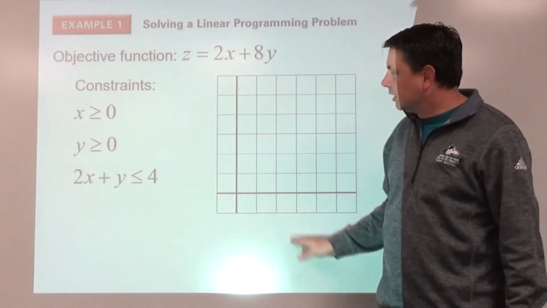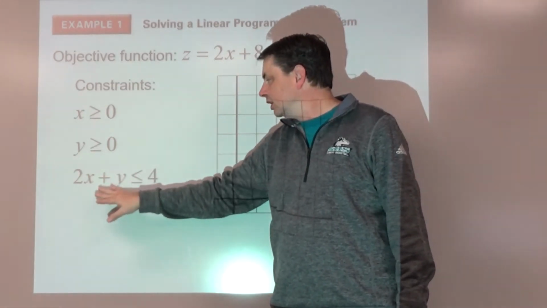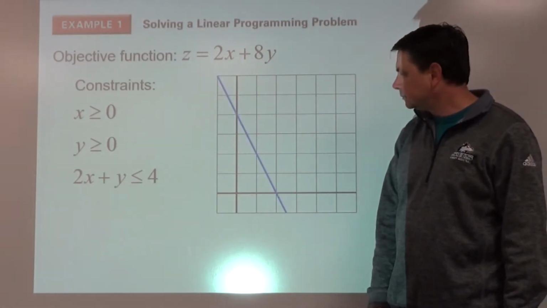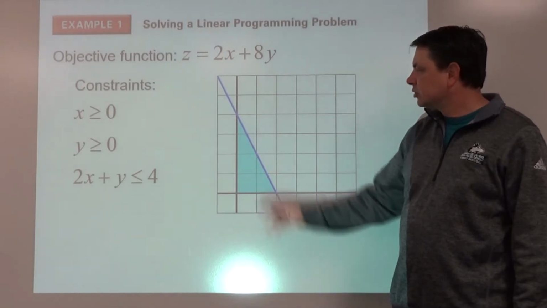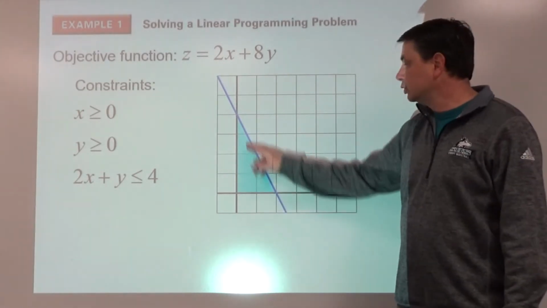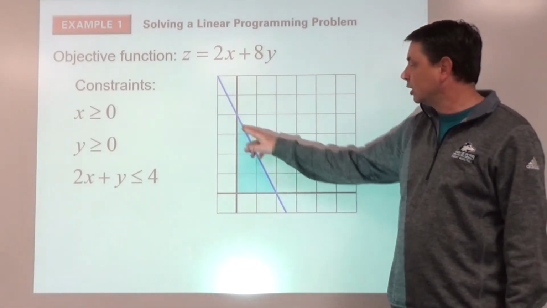And we can draw the line, it's going to be solid, and if we test something like the origin, 0 is less than or equal to 4, it's going to be true. We're going to shade here. So if we shade in our feasible solutions, the solution to the system of inequalities, we are right here.